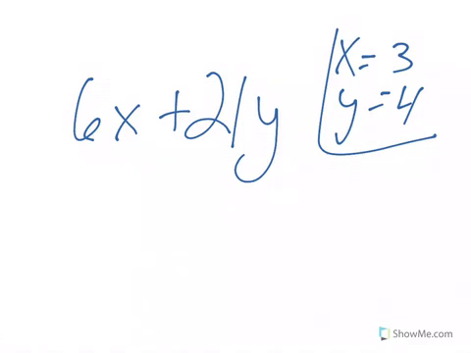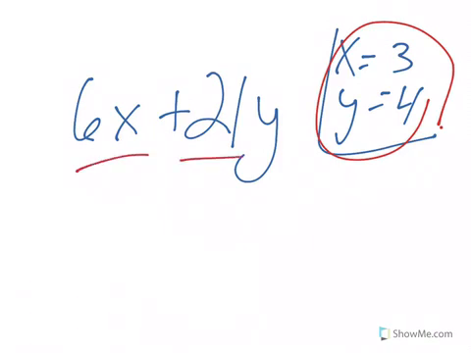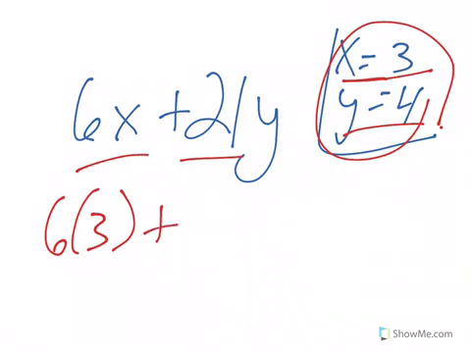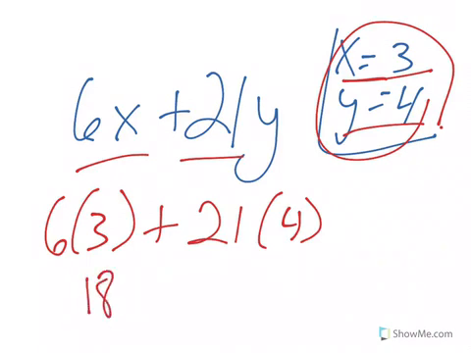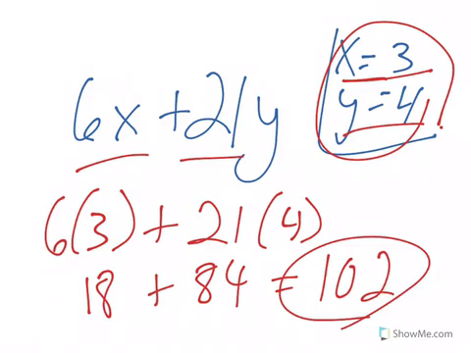Okay, let's do one more example, and let's actually do one where I give you the variable amounts. So we have 6x plus 21y. But now I'm telling you x equals 3 and y equals 4. So I'm going to rewrite those with those values. I have 6x, except x is 3, plus 21y, except I know y is 4. So I have 6 times 3 is 18, plus 21 times 4 is 84. 18 plus 84 is 102.